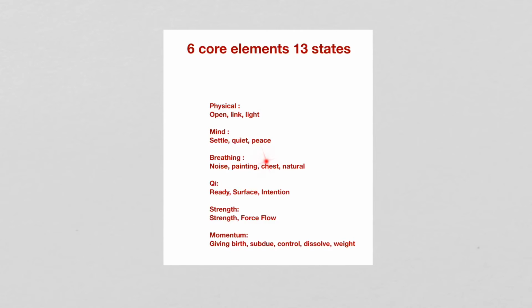This is the 5 ways of using momentum. This is all models. And then you have the 13 states. For the physical, you have the open state, link state, light state. For the mind element, you have the quiet state, settled state, peaceful state. One needs to be settled before being quiet, and quiet before being peaceful. And for breathing, one needs to know whether it is noisy breathing, panting breathing, chest breathing, or natural breathing. Like people who practice anapanasati, the person who can get into samadhi has to start with natural breathing.